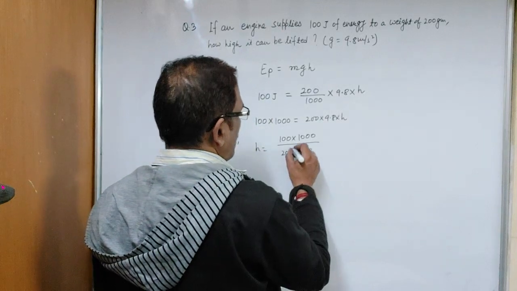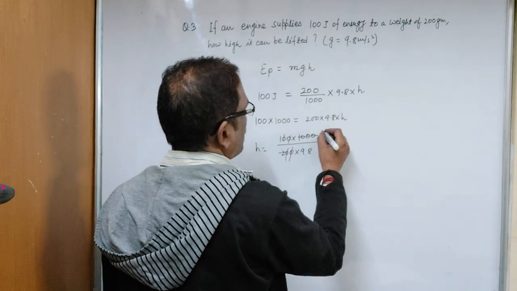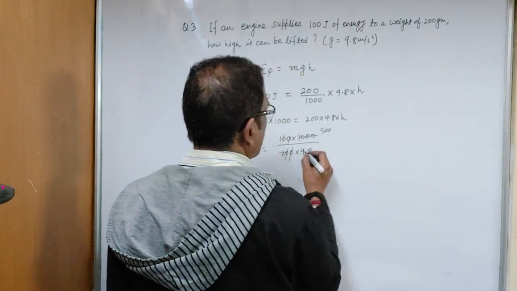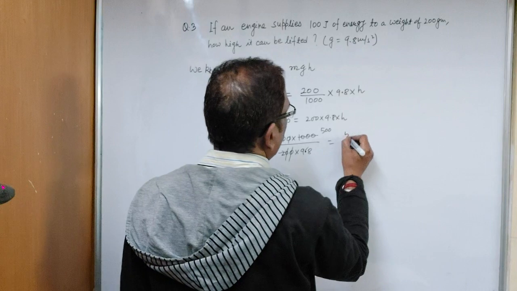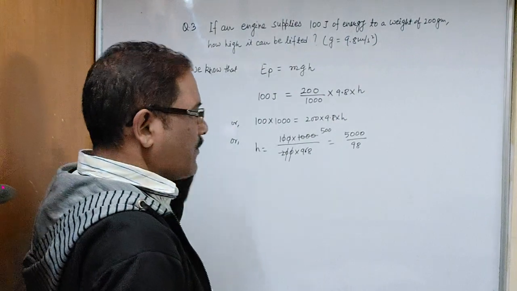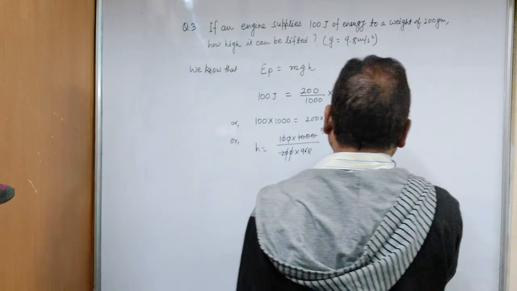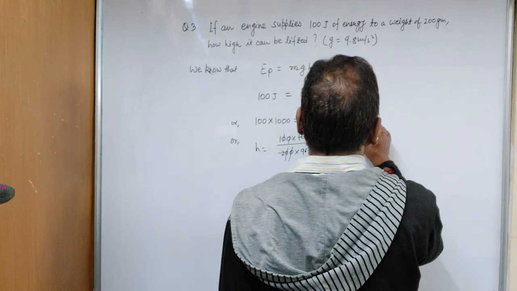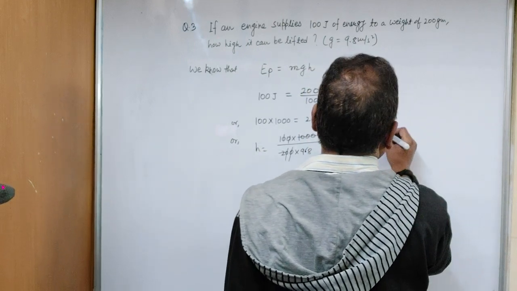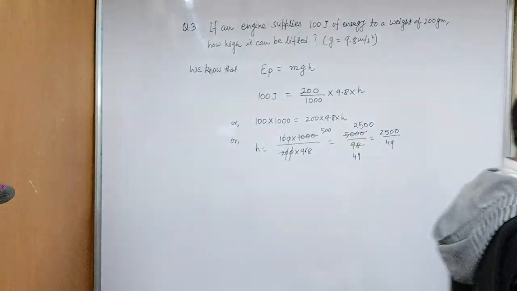So this 0 cancel. If 1000 is divided by 2, you will get 500, and remove this decimal, so it will be 5000 by 98, and further cut it, it will be 49 if we cut it by 2, and this is 2500, so 2500 by 49. Try to simplify it.